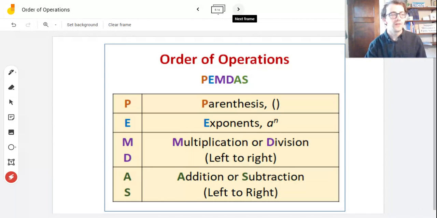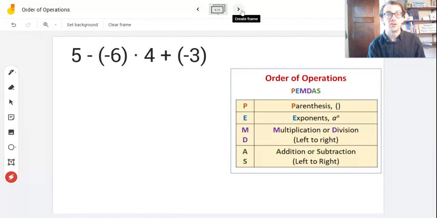All right, so let's look at this difficult multi-step problem that includes negative numbers. We're going to use PEMDAS, order of operations, to go step by step to find the final value. So it says 5 minus negative 6 times 4 plus negative 3. So if I'm thinking about which part I am going to solve first, well, I see subtraction, I see multiplication, and I see addition.